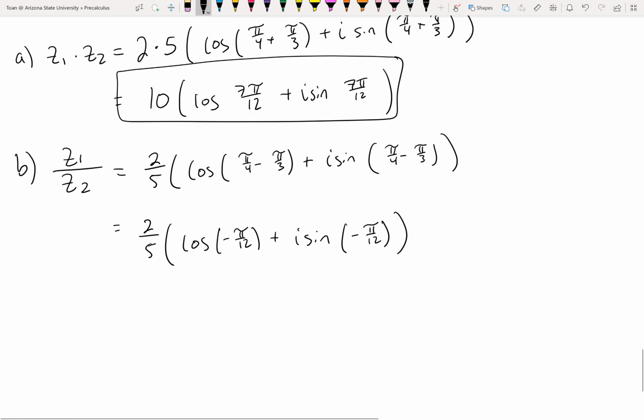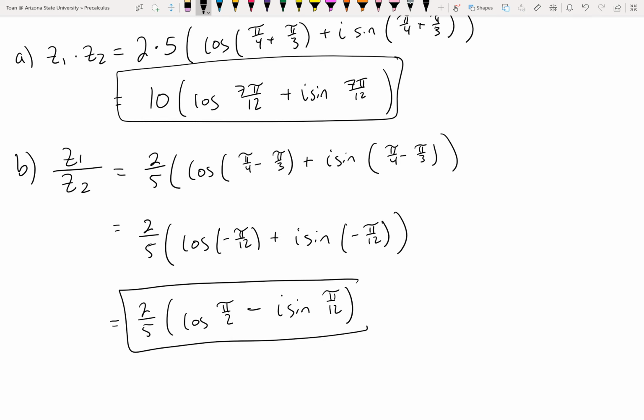Don't leave the negatives in there. Use the even-odd identities. So we know that a negative angle inside of a cosine does absolutely nothing. But a negative inside of the sine, you can pull out that negative. So it becomes a minus i sine pi 12ths. Right? So that we divided.